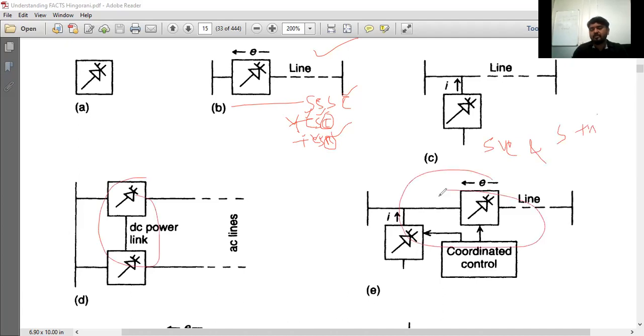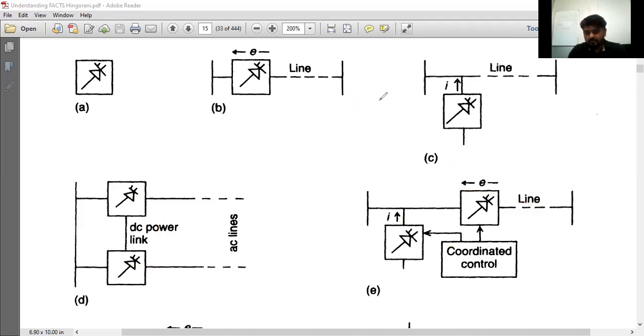UPFC will come here. So all these four types you write down. Study of FACTS controllers. Write in the write-up and complete this part. Experiment 3, that is the study experiment, you take down and you can complete that one.